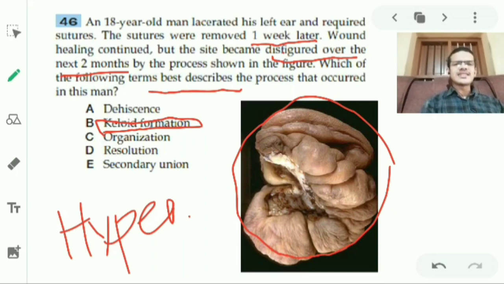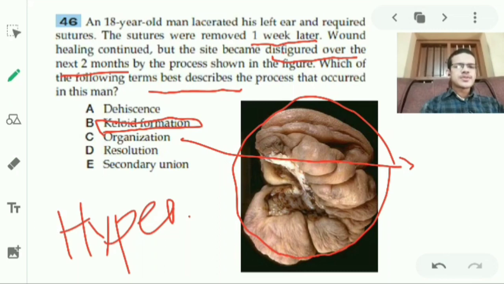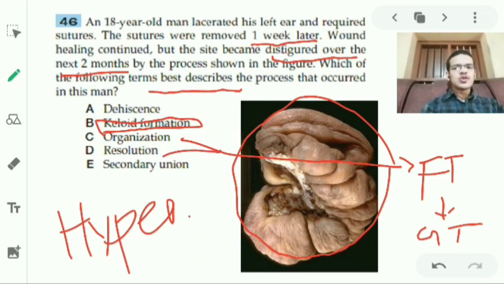Dehiscence is the opening out of a wound. Organization is the process in which the fibrous tissue is converted into granulation tissue. Resolution is the complete restoring of the tissue to normal. Secondary union is another process in wound healing. So keloid formation best explains what is shown in the diagram.